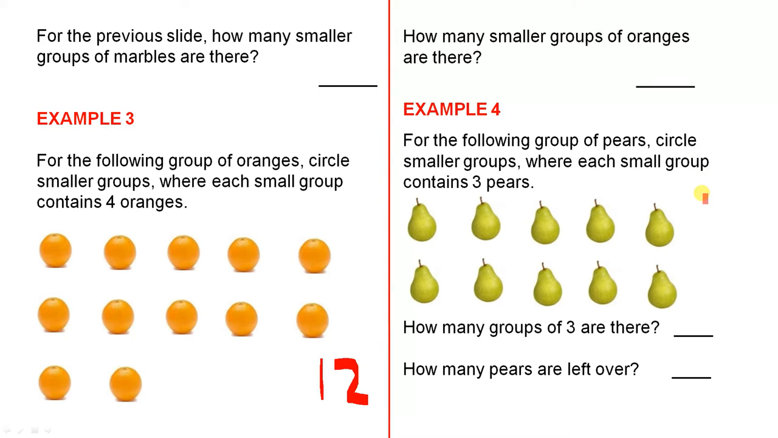For the following group of pears, circle smaller groups where each small group contains 3 pears. So we have 1, 2, 3, 4, 5. So here are the 10 pears there. We circle smaller groups which contain 3 pears only. Here we are asked the question, how many groups of 3 are there? We write the answer. How many pears are left over? So after we circle the groups of 3, how many pears are left over?